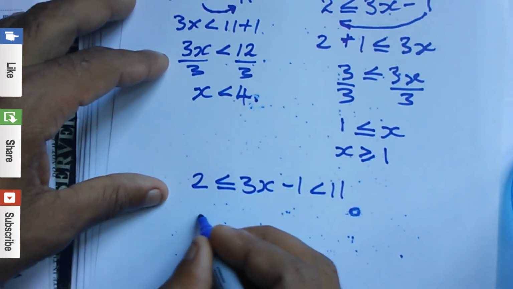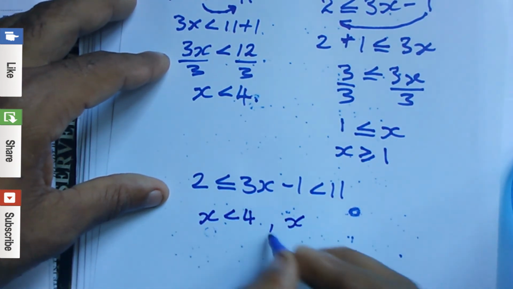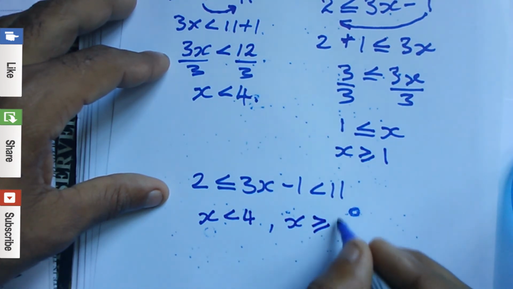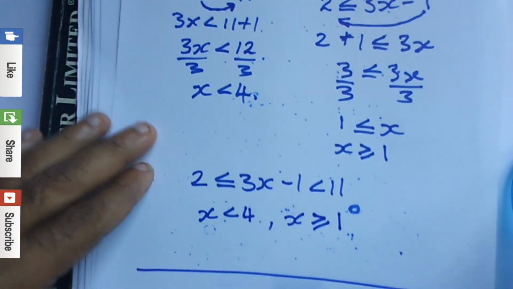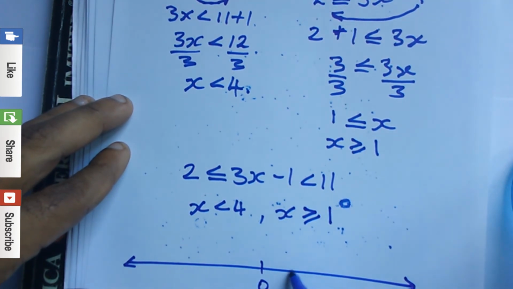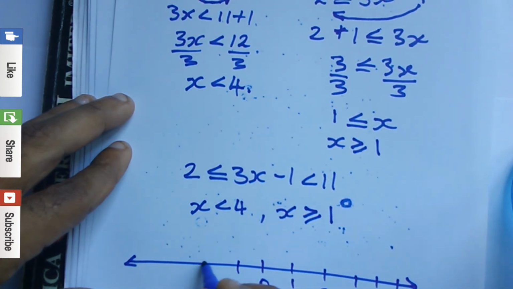on the number line. So our solution was x is less than 4 and x is greater than or equal to 1. So I'm just going to replicate the number line. So I'm going to put down arrows here. This is 0, we have 1, we have 2, we have 3, we have 4, we have 5. This side is minus 1, minus 2, minus 3, minus 4.